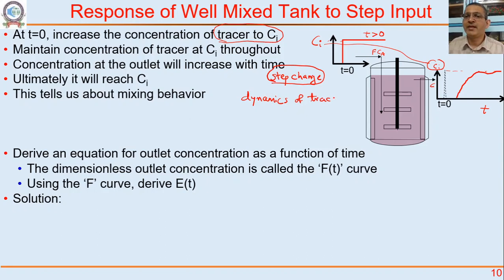So it is unsteady state with respect to tracer. With respect to reactant, it is at steady state. Okay. So now I want you to derive an equation for outlet concentration as a function of time for the step change. That will be called the F curve. And then using this F curve, we can derive our E curve.